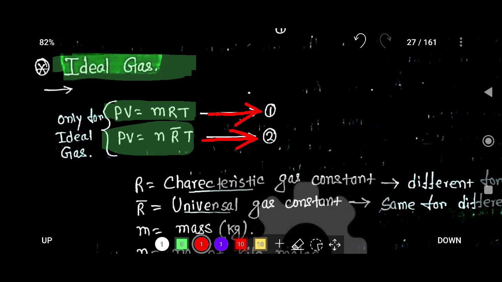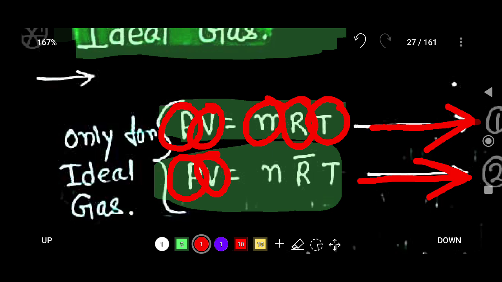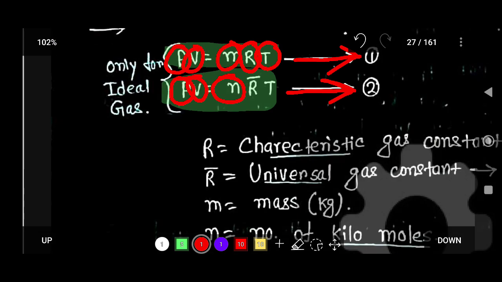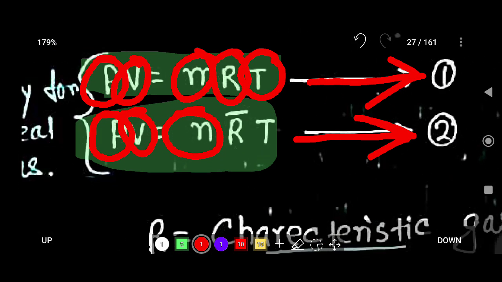So understand what is P? P is the pressure. V is the volume. m is the mass. What is R? R is the characteristic gas constant and T is the absolute temperature. Okay, in equation number 2, P is the pressure, V is the volume, n is the number of kilomole, R bar is the universal gas constant, and T is the absolute temperature.